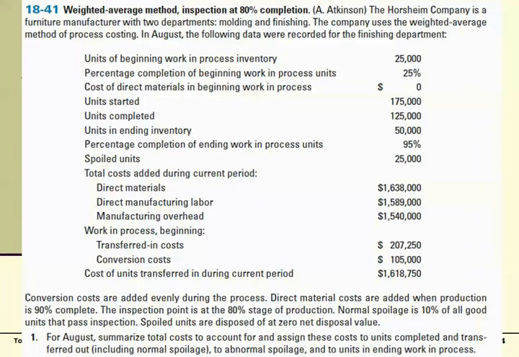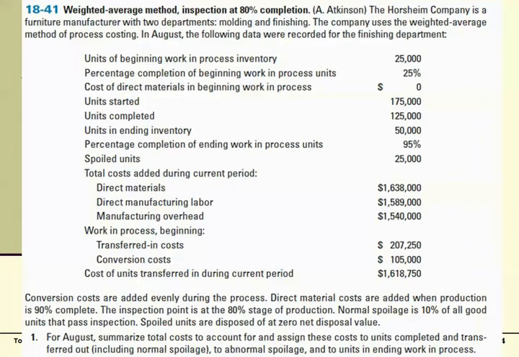Units started 175,000 units. Units completed 125,000 units. Units in ending inventory 50,000 units. Percentage completion of ending work in process units 95%. Spoiled units 25,000 units.